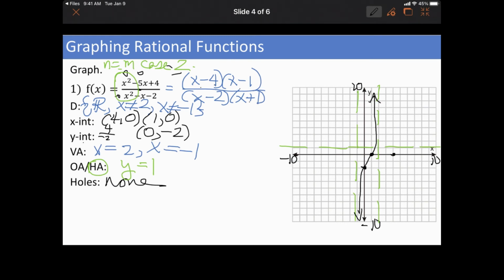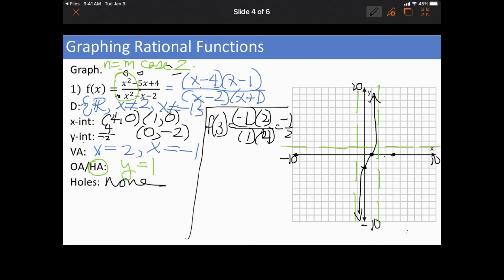So it looks like a cubic in the center. All right, I'm going to need another point here in this region, bottom right. And so I'm going to take 3 right there. So f of 3, put it into my factored form. So it's going to be negative 1, that's 2. It's going to be 1, and that's, is that right? Oh, 4. Okay, so that's negative half. So that gets me here. Okay, that's good. So that's me like this.